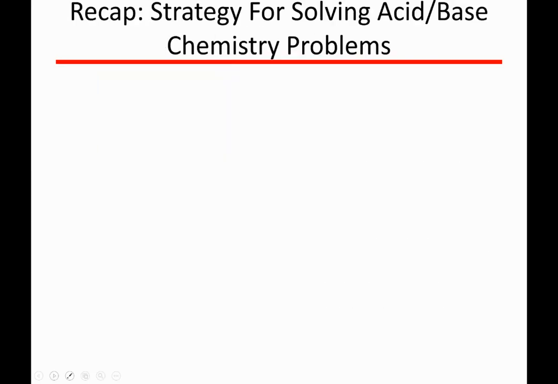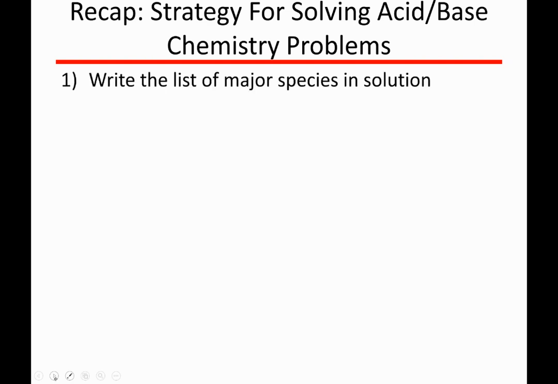Lastly, just as a recap of the strategy for solving acid-base chemistry problems that we've been discussing throughout Chapter 7 and throughout Chapter 8 so far. You want to always begin by writing the list of major species that you have in solution. That allows you to figure out what type of a problem you're dealing with, and it allows you to devise the strategy that you're going to use to solve the rest of the problem.